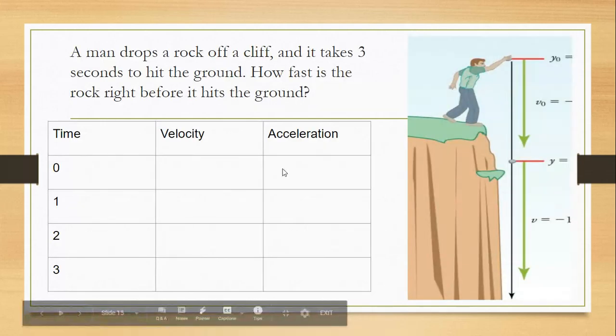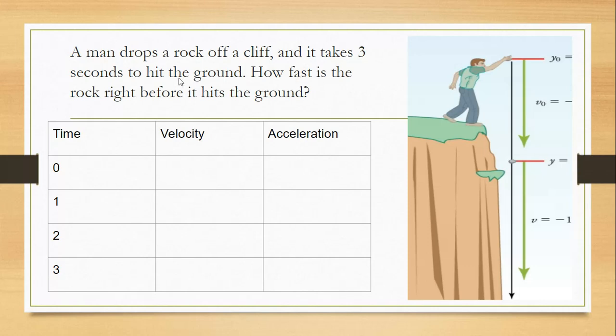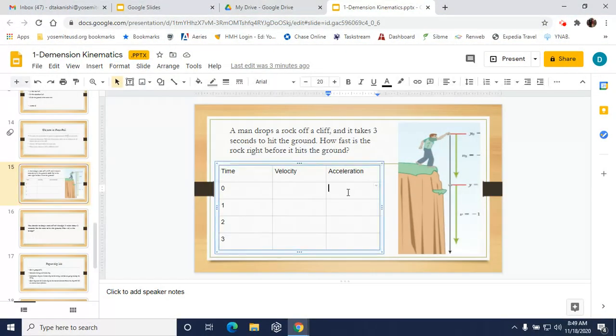So let's talk about this final example and then we'll end for today. A man drops a rock off a cliff and it takes 3 seconds for it to hit the ground. How fast is the rock going right before it hits the ground? Okay. So let's enter it together. What is going to be the acceleration for all objects here on Earth? It is going to be 9.8 meters per second.